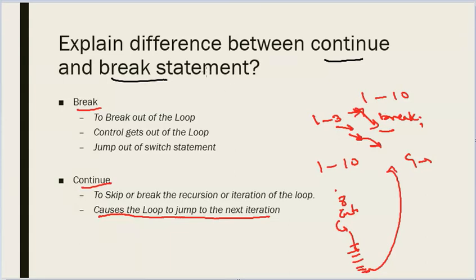So once again, the continue statement just skips that particular iteration of the loop or that recursion of the loop. But the break statement takes the control out of the loop, completely out of the loop body. So the break statement takes the control out of the loop body, and the continue statement just skips that particular iteration of the loop. That's the difference.